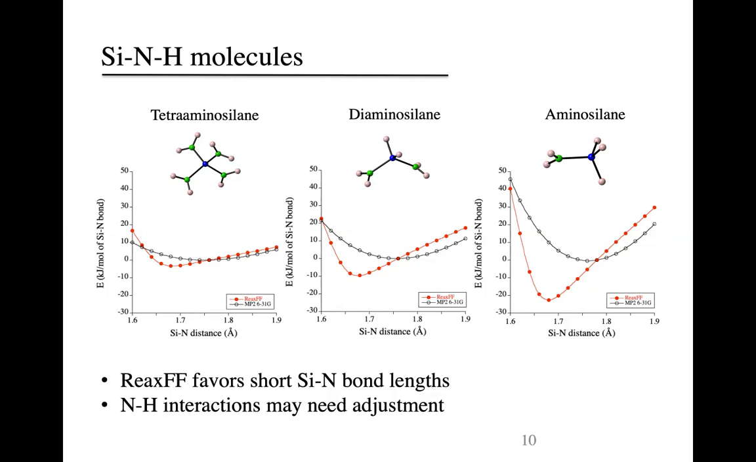It's not shown here, but ReaxFF's calculations of trisilylamine, which has no nitrogen-hydrogen bonds, fit nicely to MP2 data, suggesting the problem here is the nitrogen-hydrogen interactions. And the impact of hydrogen on nitrogen may increase the bond order of silicon-nitrogen so that the silicon-nitrogen bond is shorter. So silicon or nitrogen-hydrogen interactions likely need some adjustment.